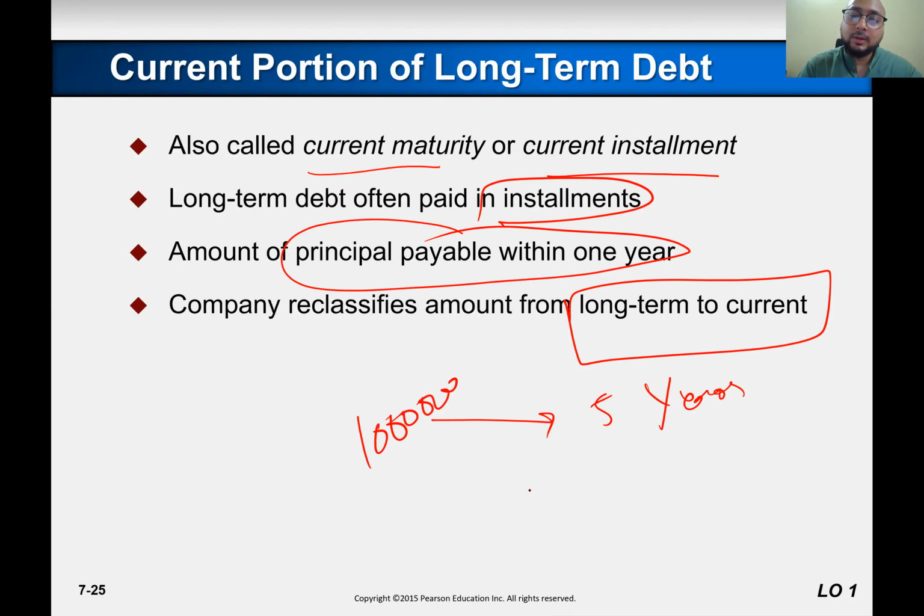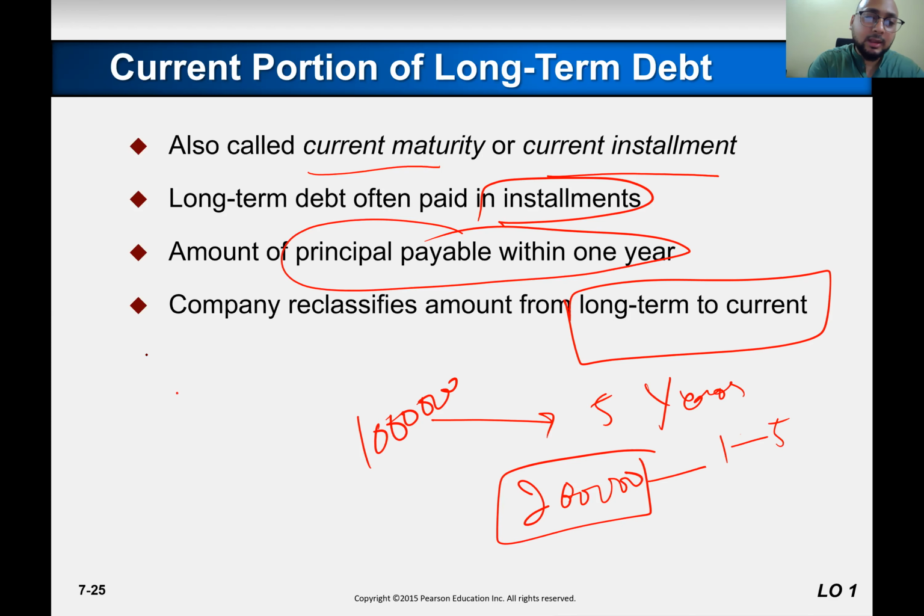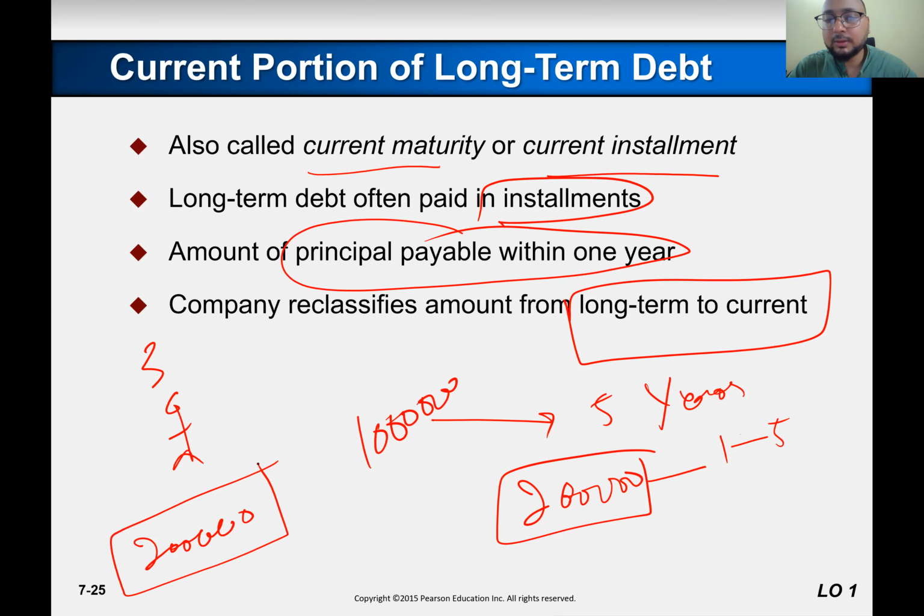Interest right now. So every year you will be paying back 200,000 in 5 years, 1 to 5 years. If you are on year three, this 200,000 will come to your current liability, and you will be paying back this 200,000 on year three as well. So we call this current portion of the long-term debt. Right, guys?